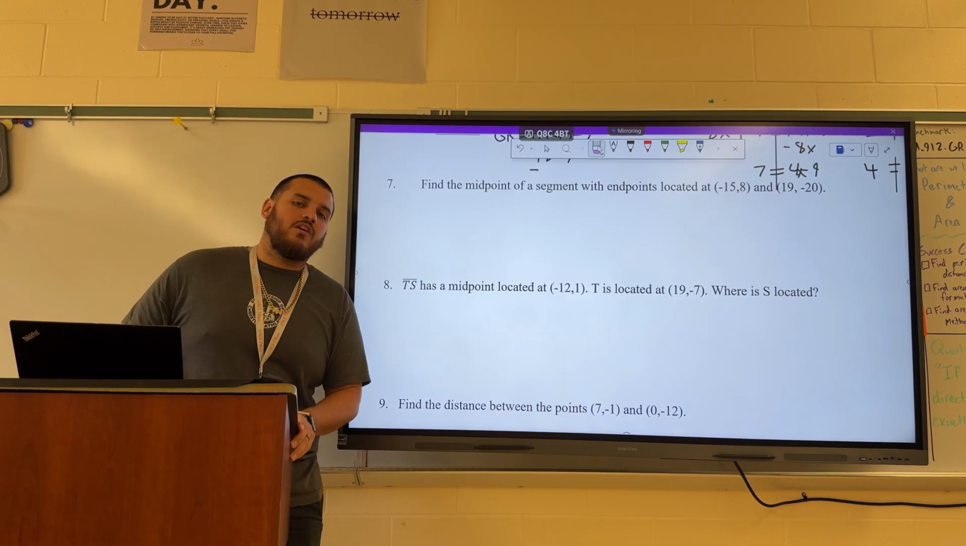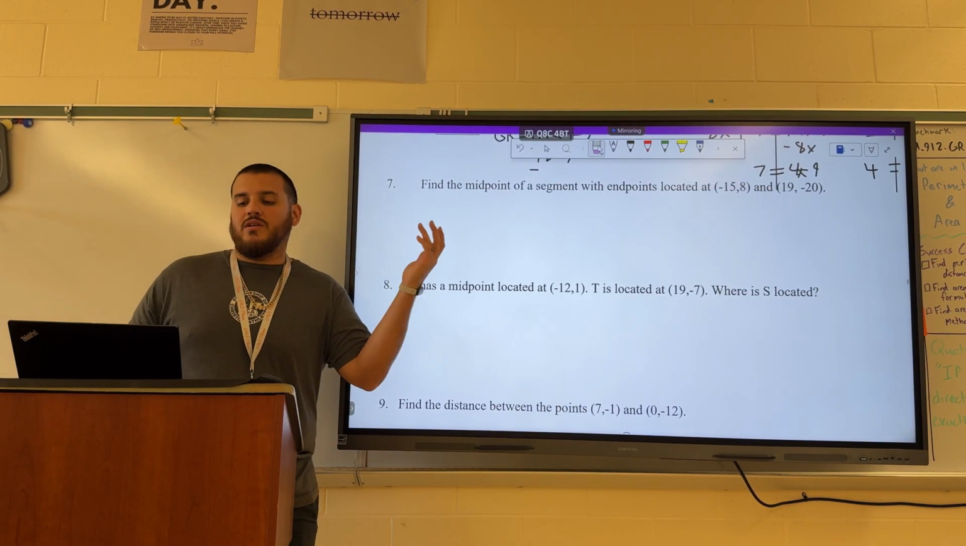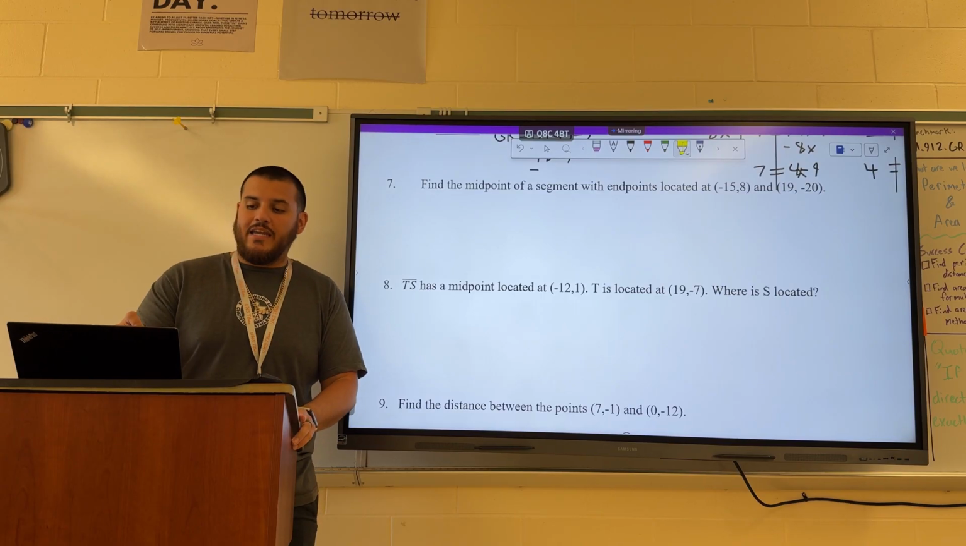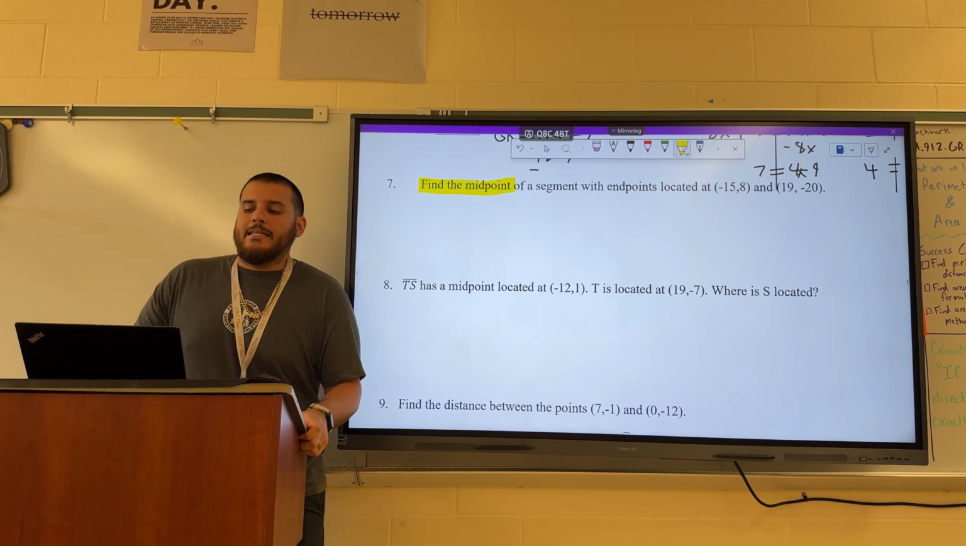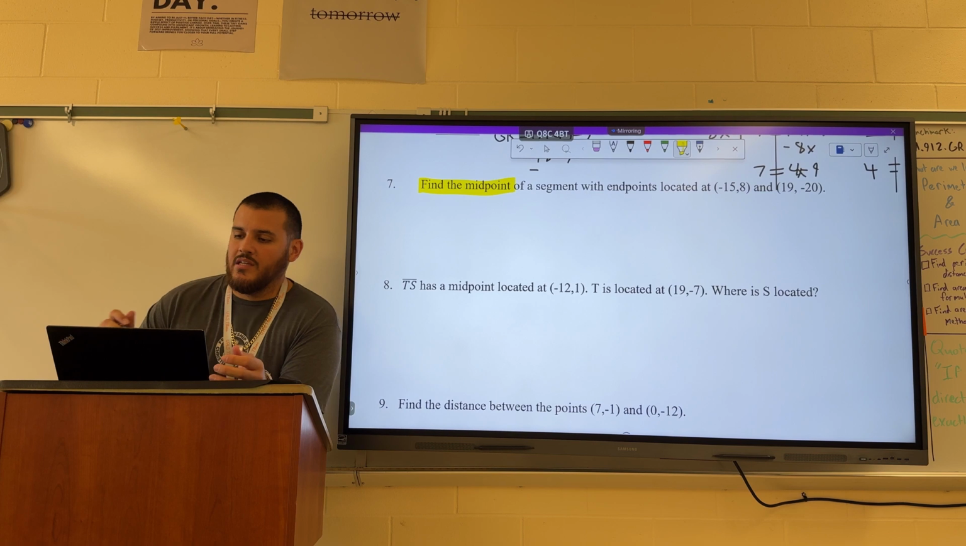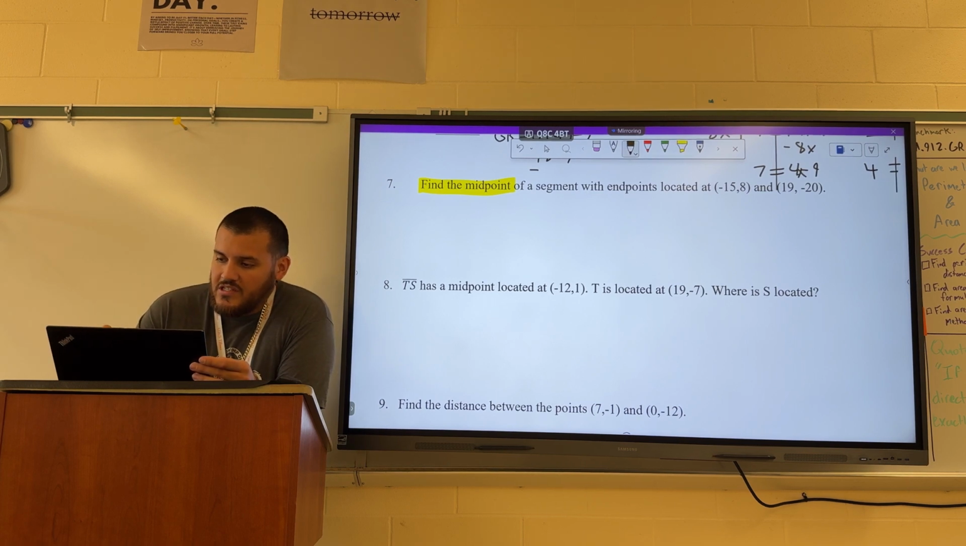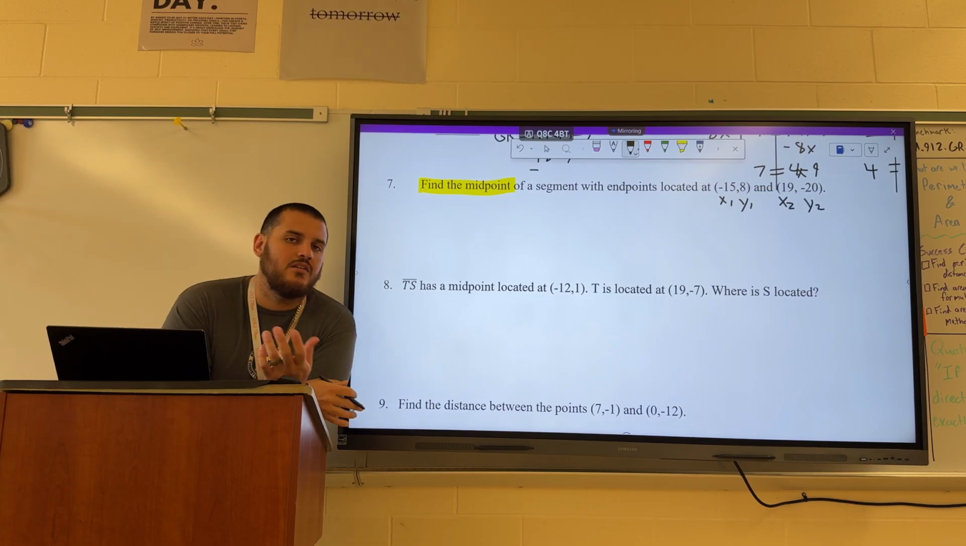Questions 7 and 8 involve using midpoints or finding midpoints. Question 7 asks us to find the midpoint of a segment. That would require us to use the midpoint formula. Please make sure that you're taking the time to label your points before you plug them into formulas. This is one of the most common errors that students make.